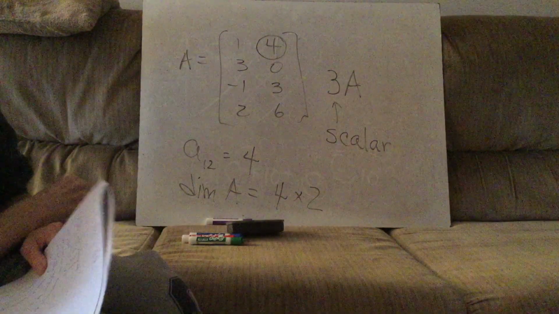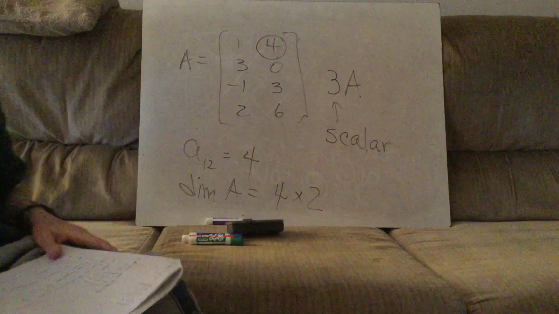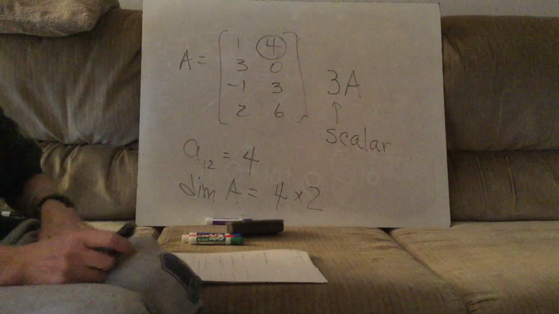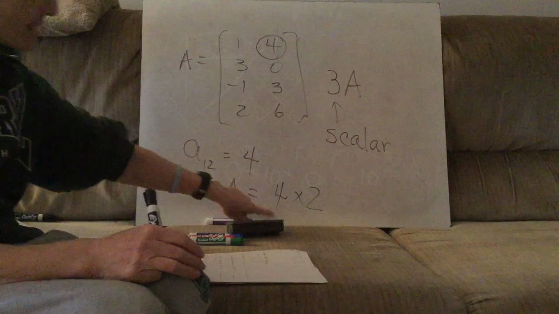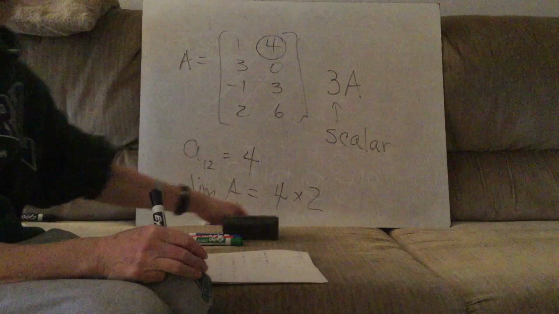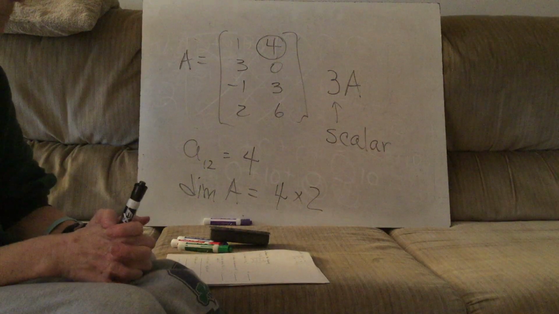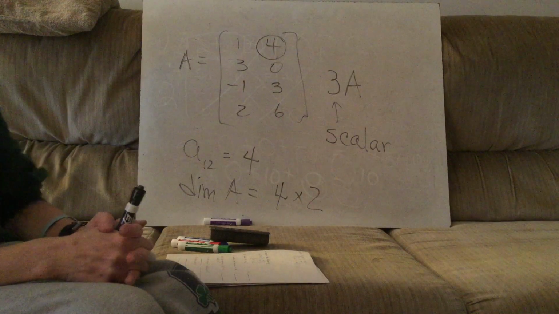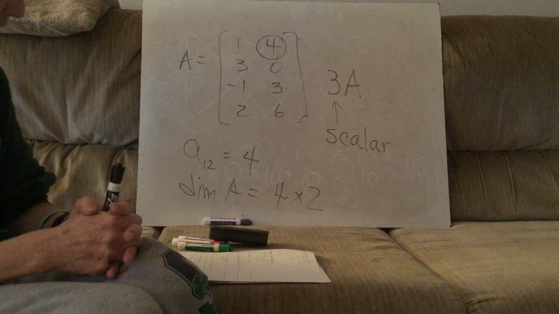Is A a square matrix? Now you're going to have to explain your answer. So think about what you're going to write. Well, first of all, I hope you say no, it's not square. And why is it not square? Because it does not have the same number of rows as columns. To be a square matrix, you must have the same number of rows as columns.